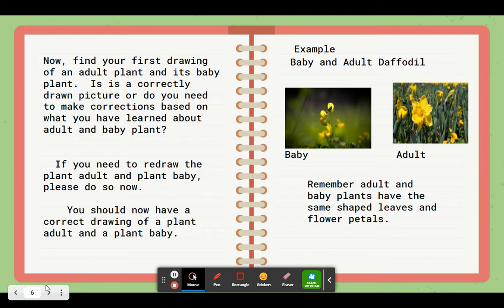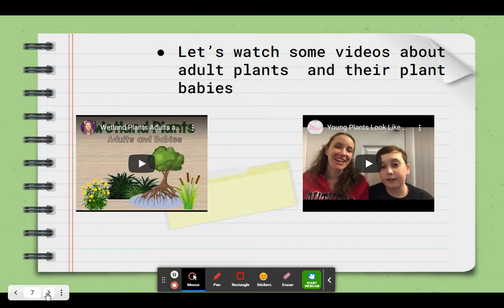Here's an example. This is a baby and adult daffodil. Remember, adult and baby plants have the same shaped leaves and flower petals. Let's watch some videos about adult plants and their babies.